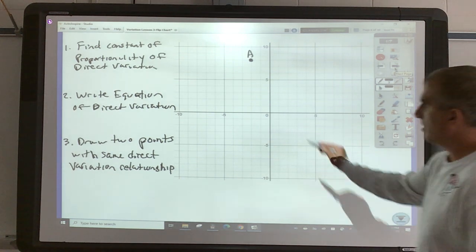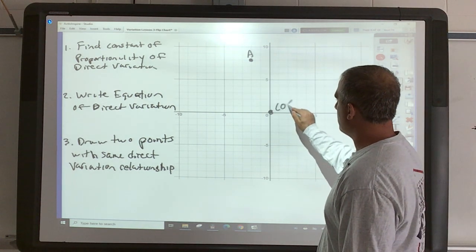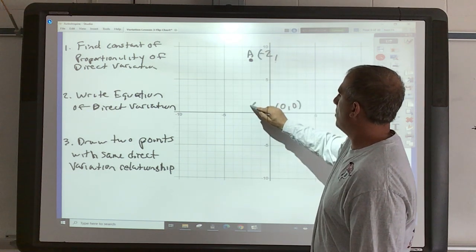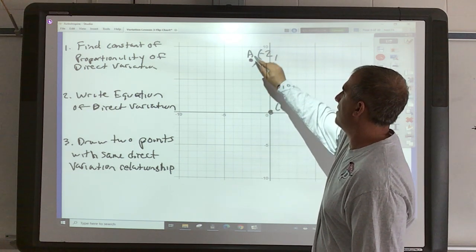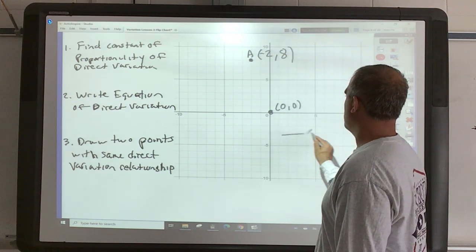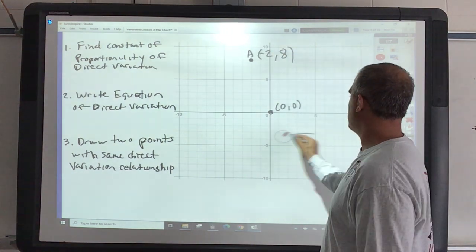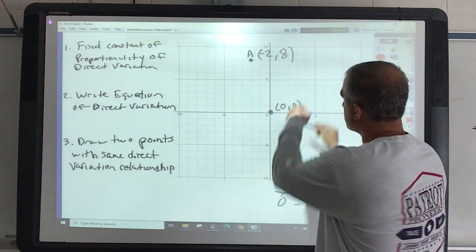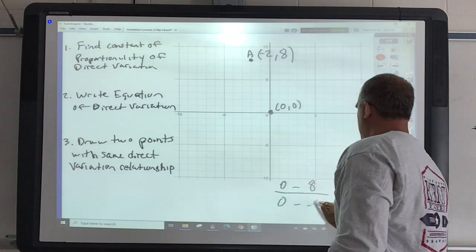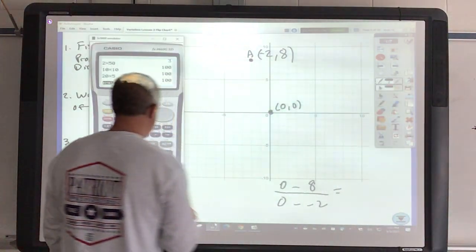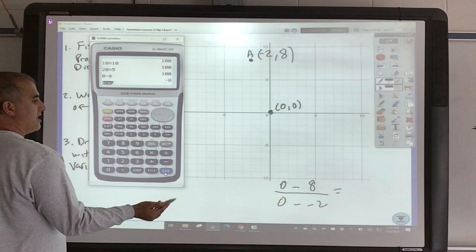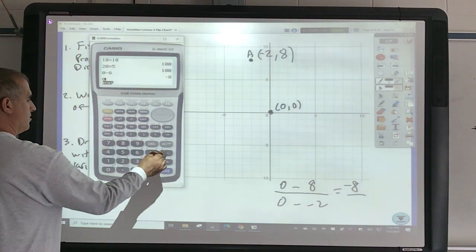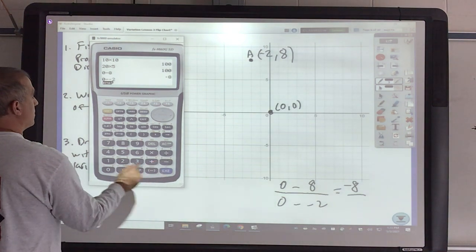Let's look at this one. Okay, I'm always going to have this as 0, 0. Okay, this is negative 2 over 1, 2, 3, 4, 5, 6, 7, 8. Okay, so let's use the slope formula. Easy, 0, 0. Turn this one, 8 and negative 2. Okay? All right, 0 minus 8 is negative 8. 0 minus negative 2 is 2.